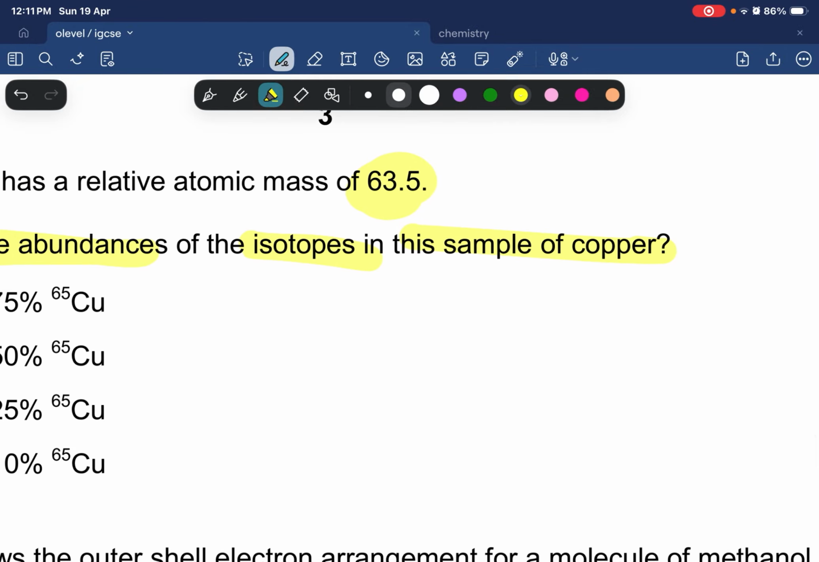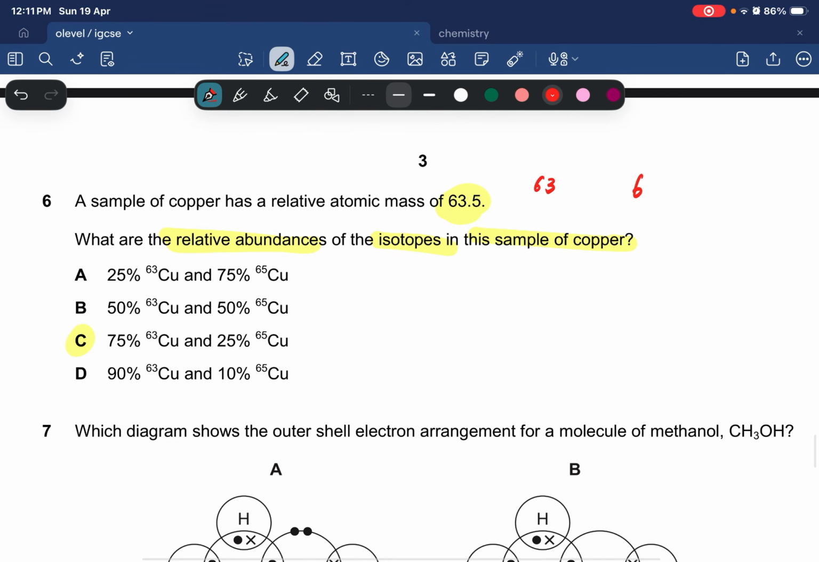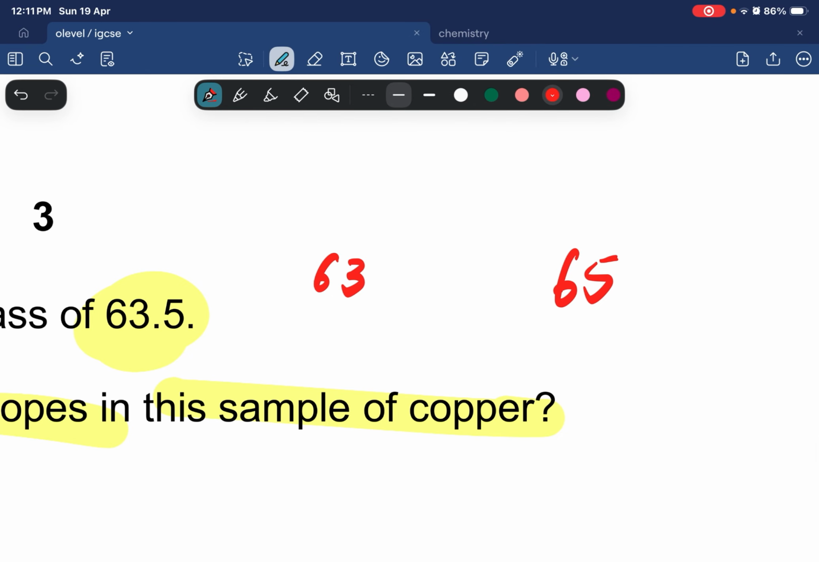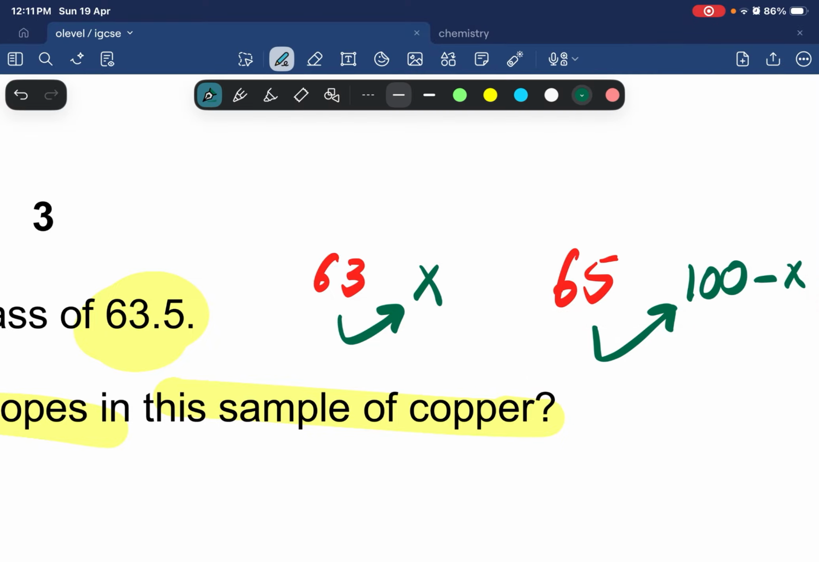No problem. You have two isotopes. One is your copper 63 isotope and the other one is your copper 65 isotope, okay? Let's consider that the abundance of the 63 isotope is going to be X. So the abundance of the 65 isotope is going to be 100 minus X, right? Because the percentage abundance is out of 100.